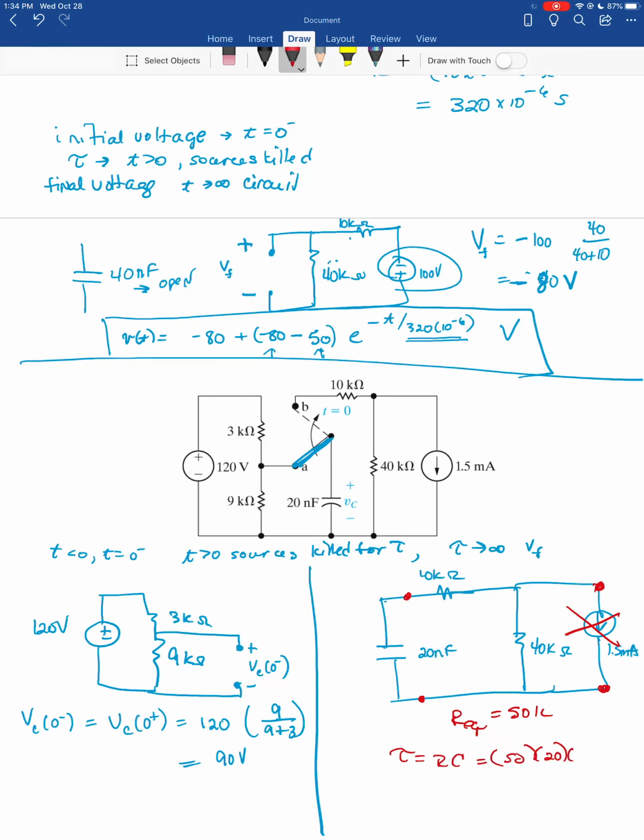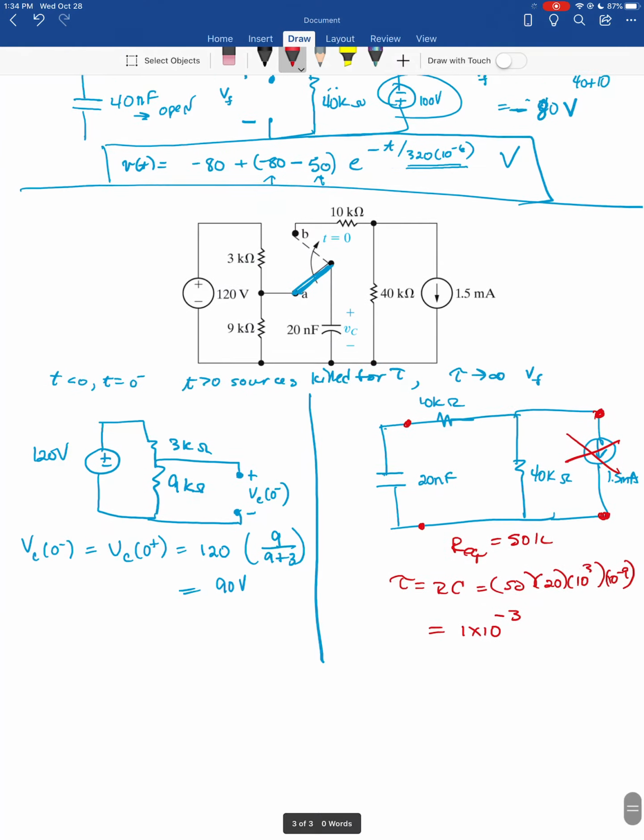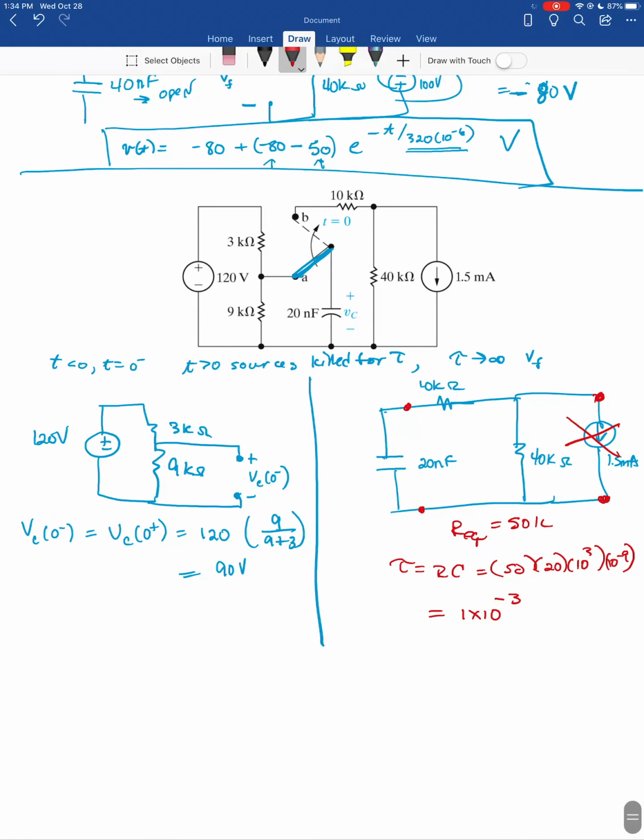so tau is RC, which is 50 times 10 to the third, times 20 times 10 to the minus 9, so it looks to me like it's going to be 1 times 10 to the minus third, if I'm correct and didn't make a math error. Alrighty, so let's see, yeah, that's 1,000 times 10 to the third, that's 1 times 10 to the 6th times 10 to the minus 9th, which is 1 times 10 to the minus third. Okay, now let's find V final.